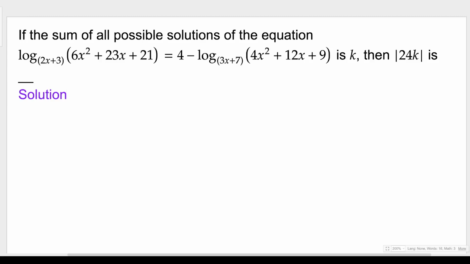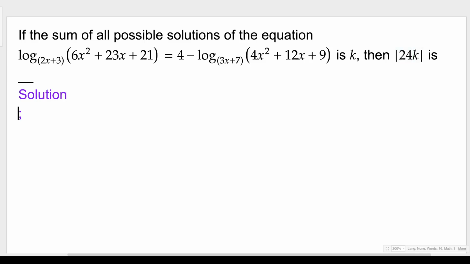Consider this problem statement. The sum of all possible solutions for the given equation, log base 2x plus 3 of 6x² plus 23x plus 21, equals 4 minus log base 3x plus 7 of 4x² plus 12x plus 9, is k. In that case, we need to compute k first, and then finally report the answer for the absolute value of 24 times k.